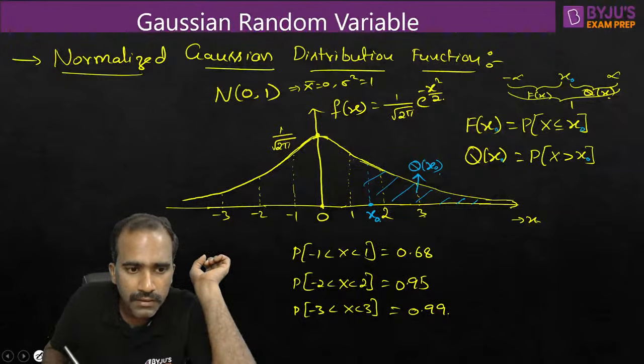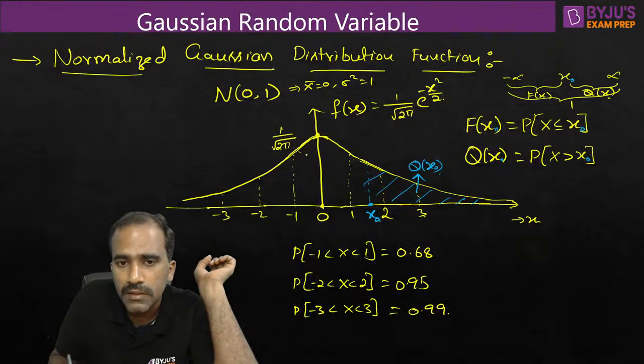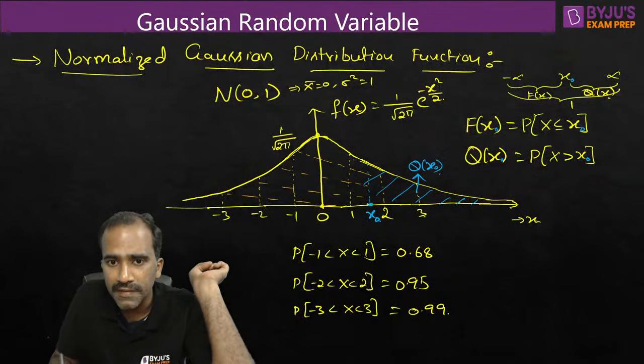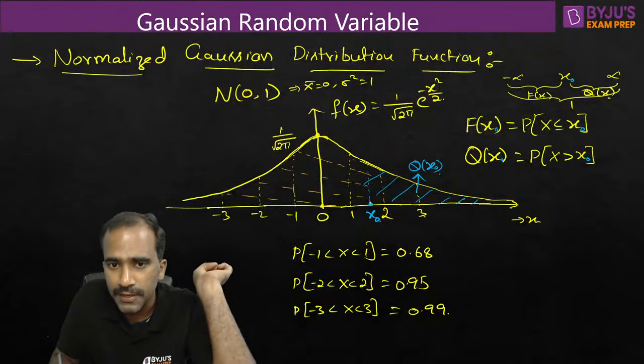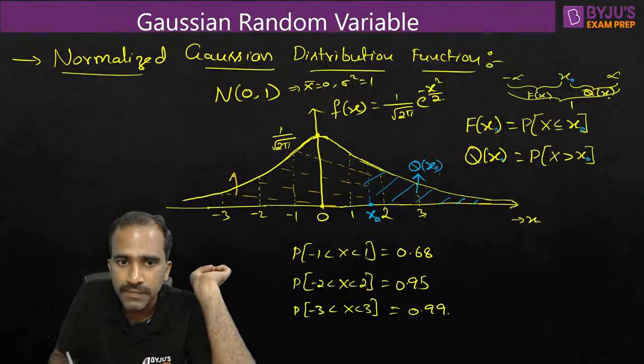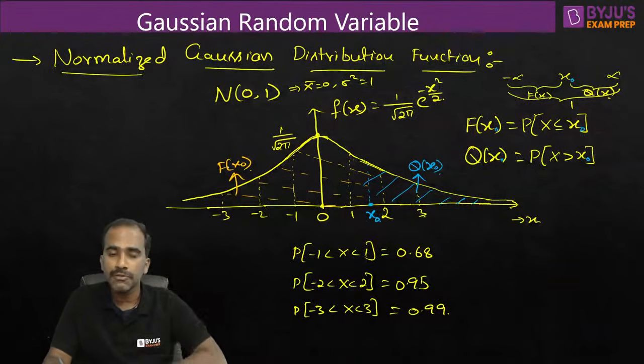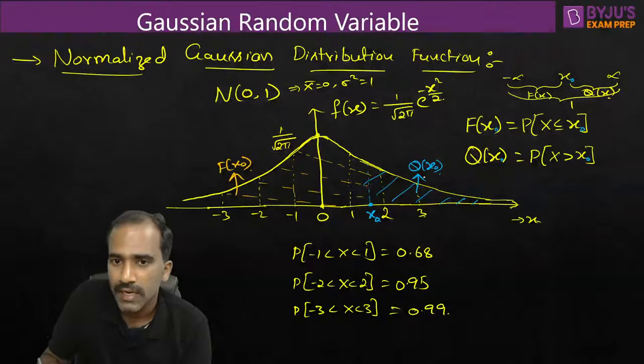See this one? This remaining area till x naught. What is it representing? This is representing the probability that the random variable takes values from minus infinity to x naught. This total area represents the capital F function, or CDF value at x naught, and this other area represents the Q function value.